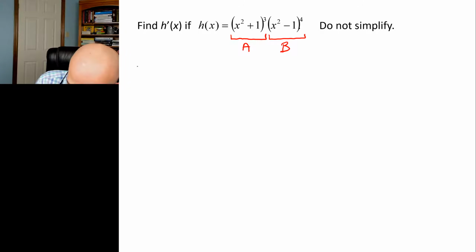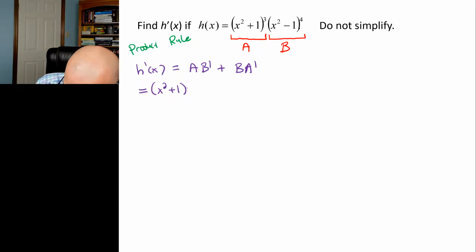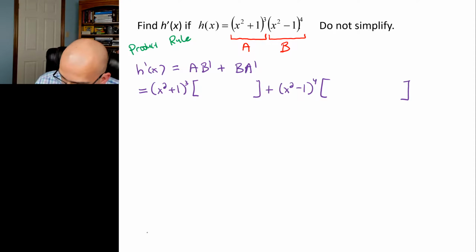When we take the derivative according to the product rule, we get h prime of x is equal to a times b prime plus b times a prime. So I'll leave a space for the things we'll have to plug in, x squared plus 1 to the power of 3. I'll leave a space for b prime. Plus b is x squared minus 1 to the power of 4. I'll leave a space for a prime. And then we'll do those on their own underneath.